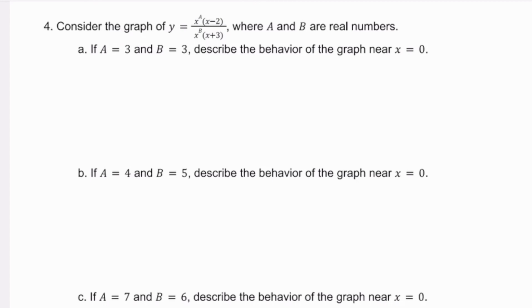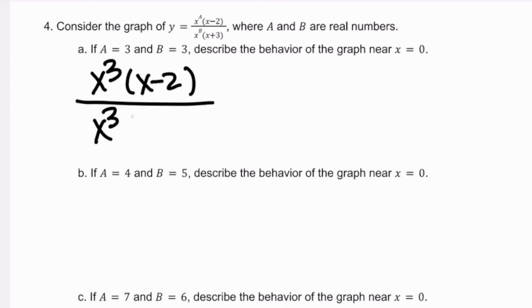So a equals 3 and b equals 3. For this one, I'm going to actually write out what we've got here: x to the 3 times x minus 2 divided by x to the 3 times x plus 3. That would be the graph that we're looking at. Near x equals 0, we're going to be able to cancel off all 3 powers of x, and not be left with any in the numerator or denominator. So if all of them cancel, and it's even multiplicity on top and bottom, like we were saying on the previous problem, there's going to be a hole in the graph.